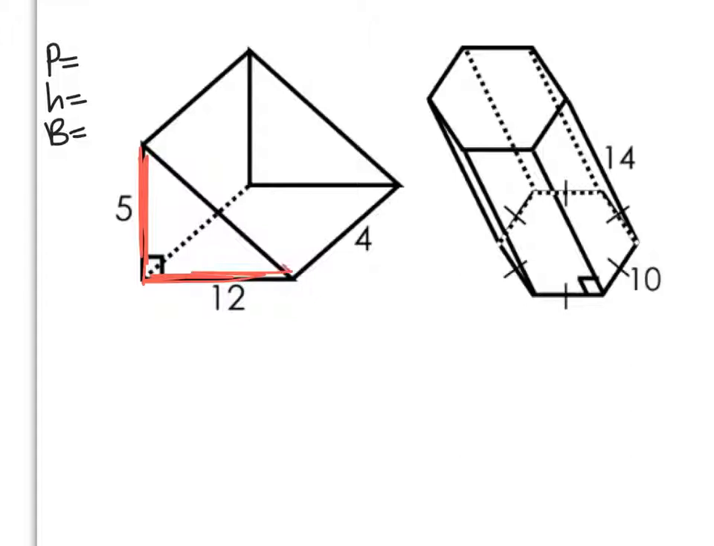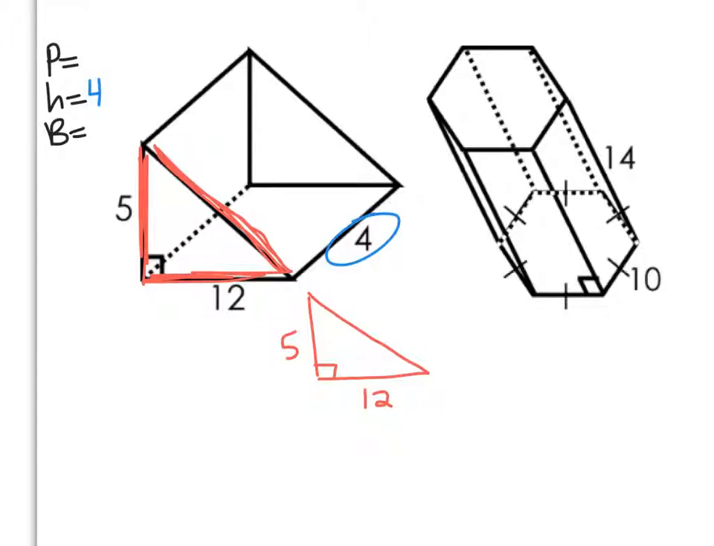And sometimes, especially the more complicated the problem gets, the better it is to come over here and draw your base separately so that you can think things through. Okay, so those are the numbers with my base. This other number is my height. So I'm going to go ahead and say my height is 4, and now I don't care about the 4 anymore. I also need perimeter of my base.